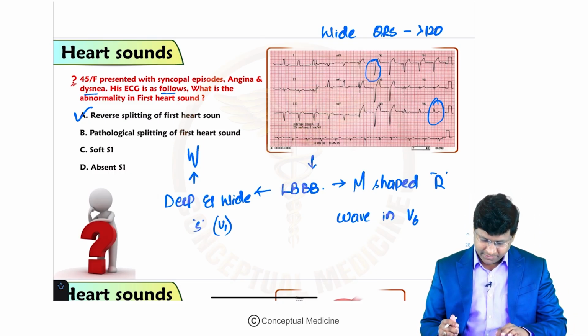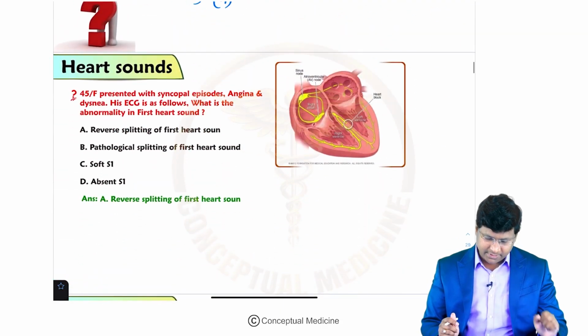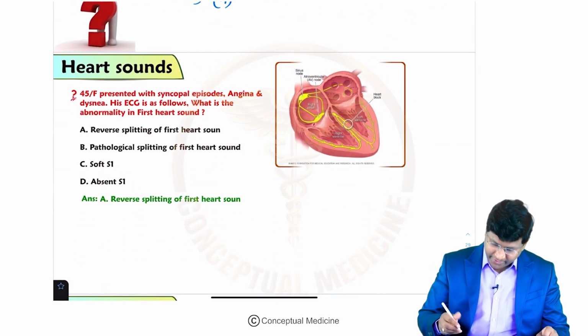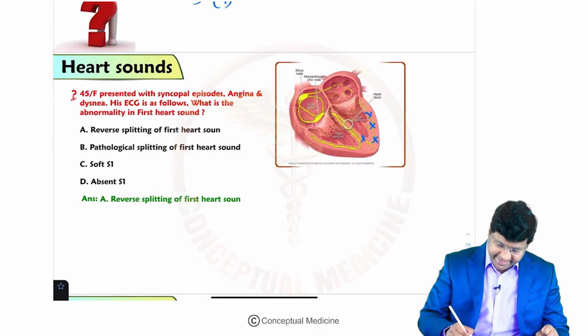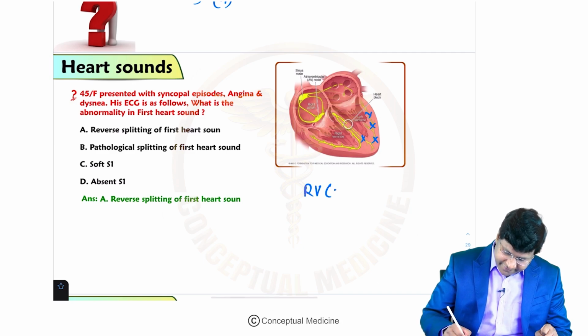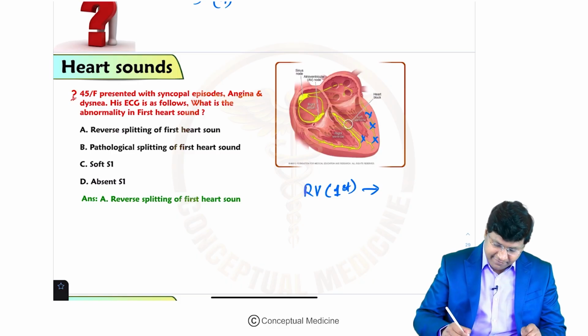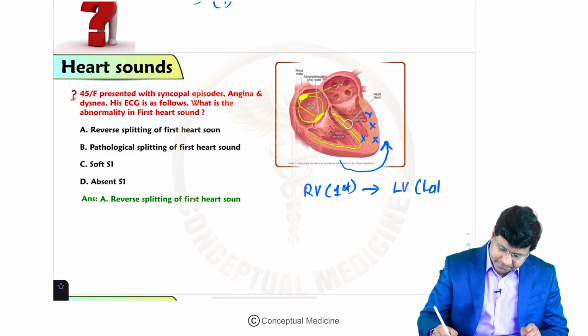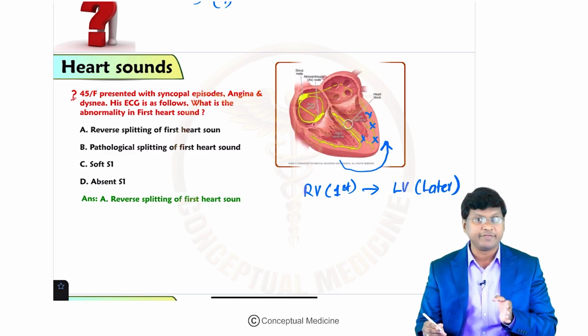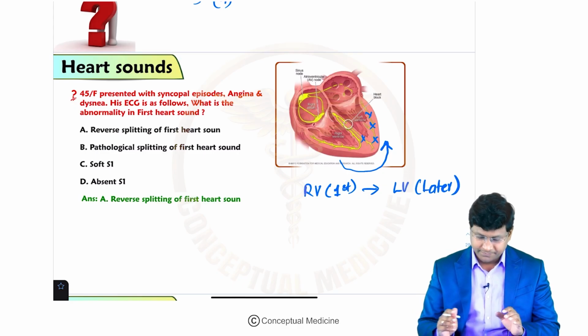I will explain you. Now you take this heart where there is a left bundle branch block. So once there is a left bundle branch block, it is the right ventricle which will contract first through the right bundle branch, and after the right ventricular contraction you will have the left ventricular contraction later.